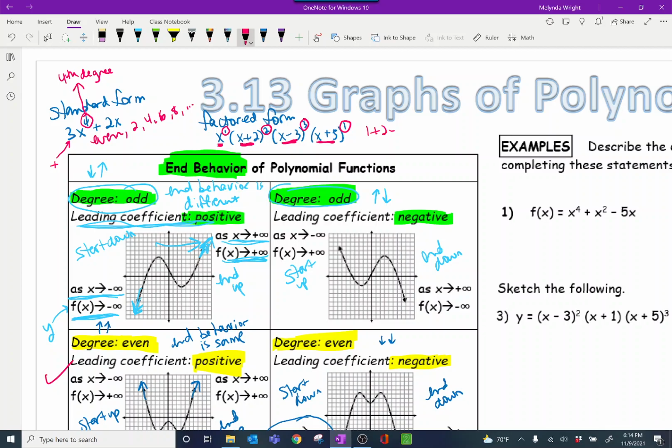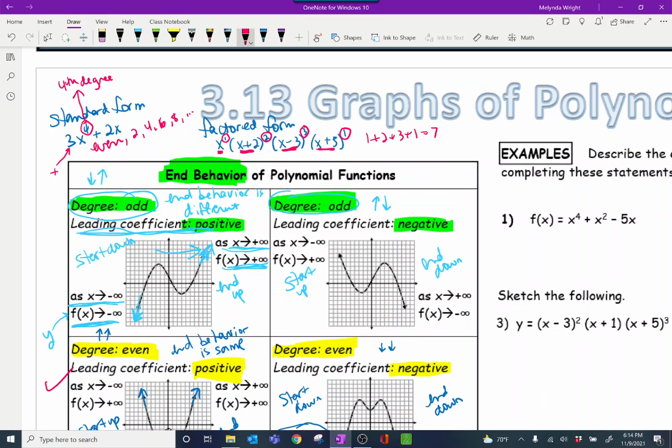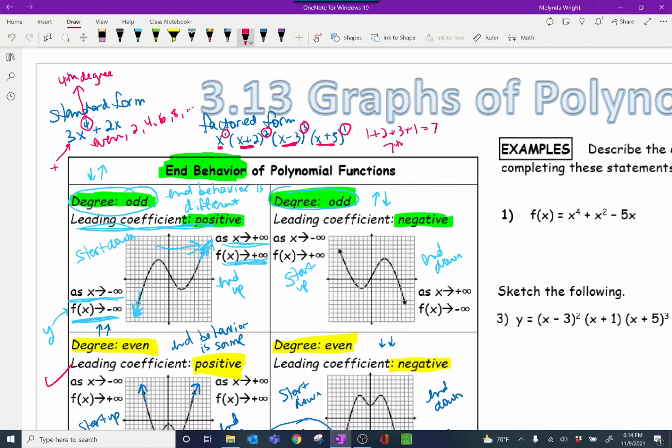1 plus 2 plus 3 plus 1. So that's 7. So this is a 7th degree polynomial. So this one is odd, right? This is odd. And so odd would be like 1, 3, 5, 7, etc. Those would be odd. And now how would we figure out the leading coefficient?